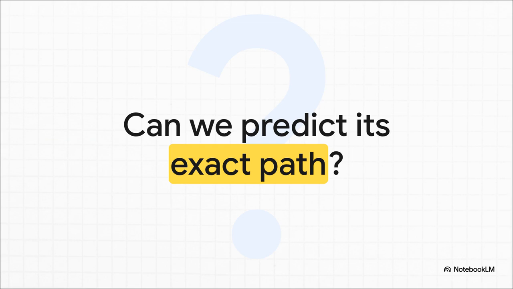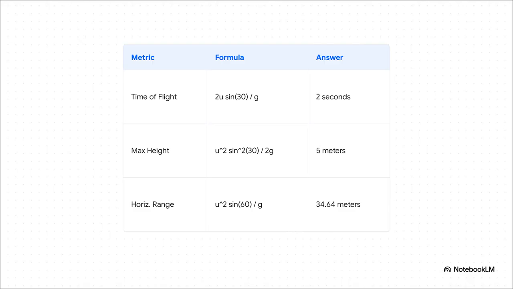Okay, let's actually put this to the test with a concrete problem from our source material. Imagine an object is projected at 20 meters per second. It's launched at a 30-degree angle, and we've got gravity pulling down at 10 meters per second squared. The big question is, can we predict its exact future path? Well, yes, we absolutely can.